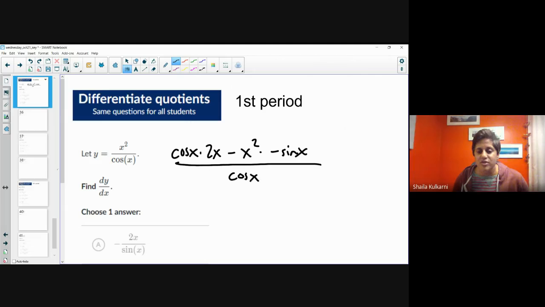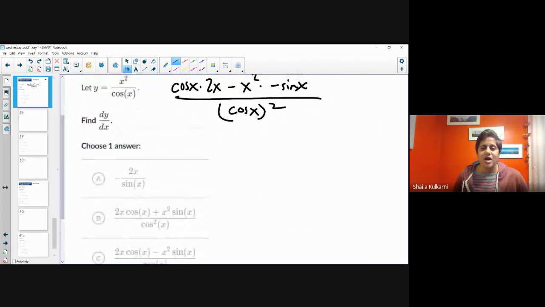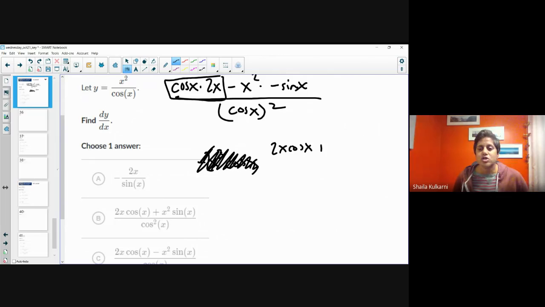Does it match anything, ladies and gentlemen? Let's go look. I'm looking. Oh no, I have a positive or negative x squared, negative 2x cubed cosine x. I'm going to scratch that out, pretend I didn't say anything. Multiply these two together, I get 2x cosine x. Multiply these two together, I get positive x squared sine x all over cosine squared x.